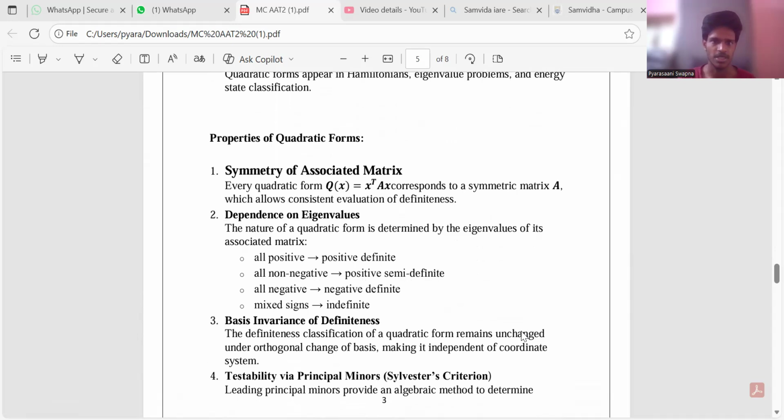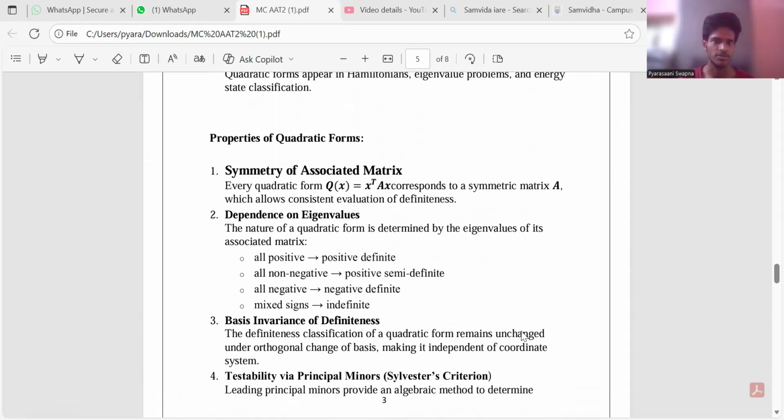Properties of quadratic forms. Symmetry of associated matrix: every quadratic form q(x) is equal to x transpose A x, which corresponds to a symmetric matrix A, which allows the evaluation of definiteness. Definiteness depends on eigenvalues. The nature of a quadratic form is determined by the eigenvalues of its associated matrix.